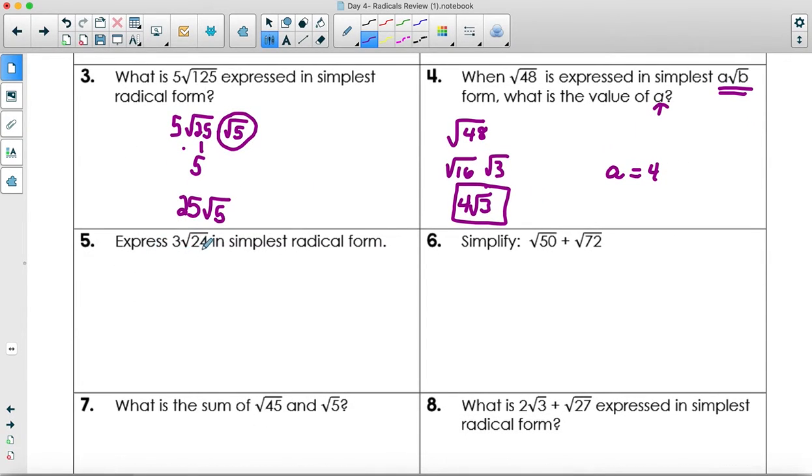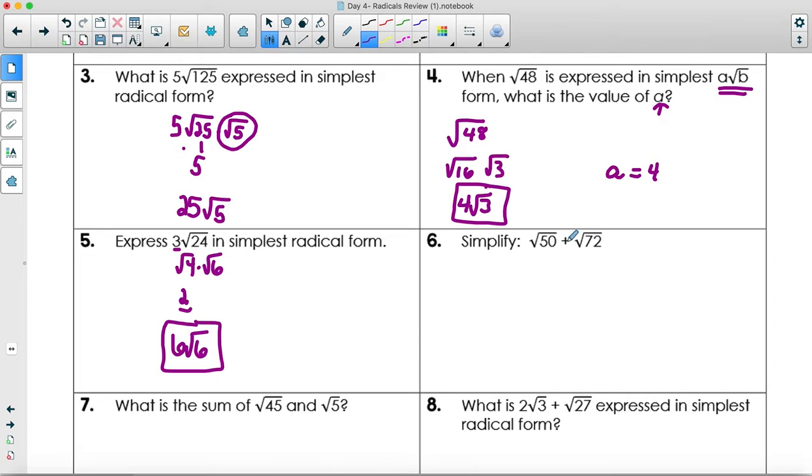All right, number 5, I'm breaking down radical 24 to radical 4 times radical 6. The square root of 4 is 2. This 2 with this 3 gives me 6 radical 6.